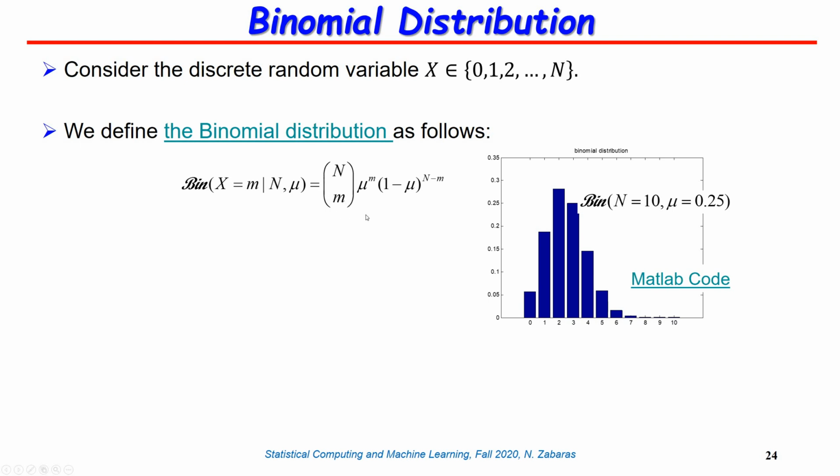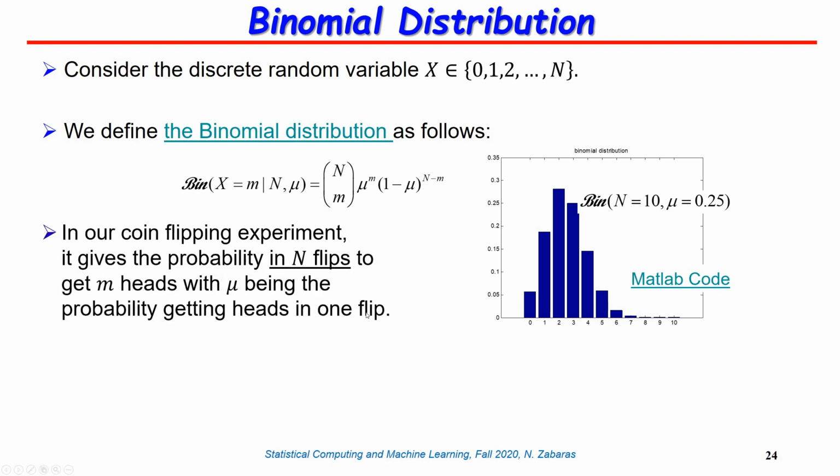So this term here obviously is used to normalize the binomial distribution. So here is how the binomial distribution looks for mu equal to 0.25 and N equal to 10.